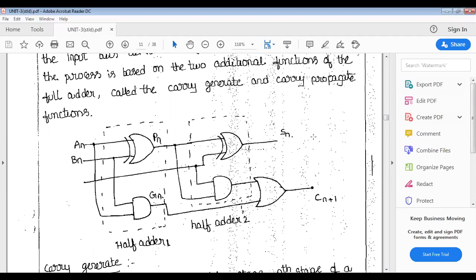Hope everybody can see the screen that I shared.